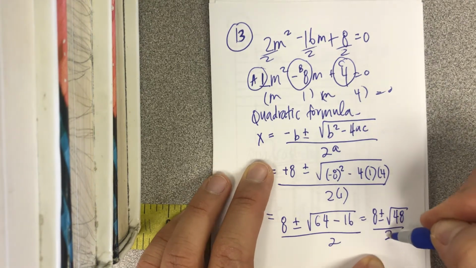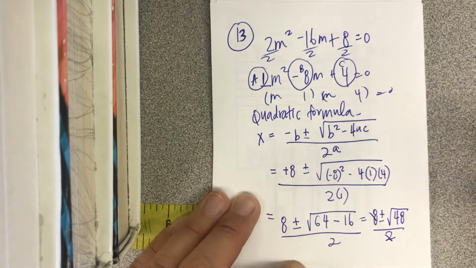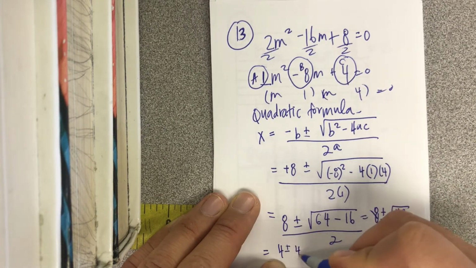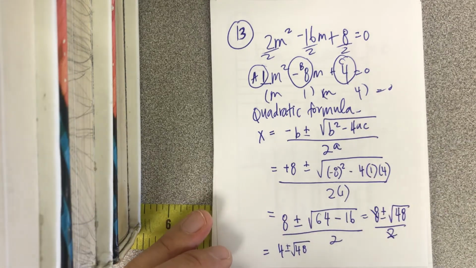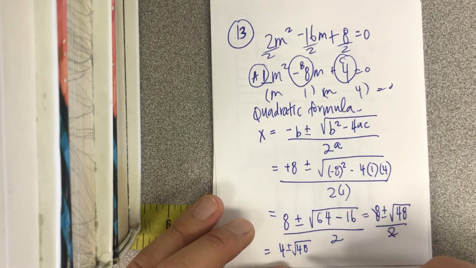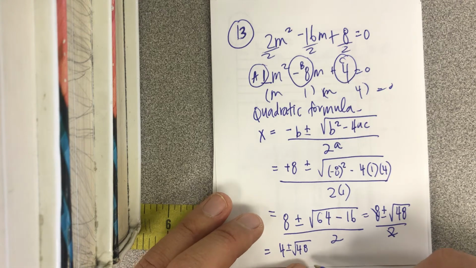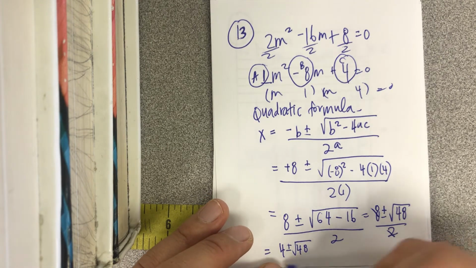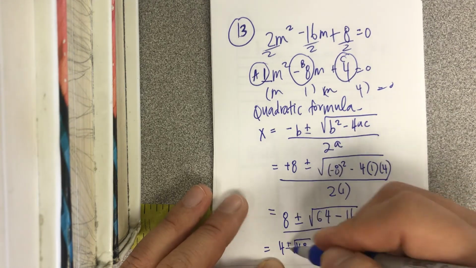Okay, well, this 2 and the 8 could cross out to be a 4 plus or minus the square root of 48. Now, oh, I could actually leave it like this. Okay, so I'm going to have 2 answers.